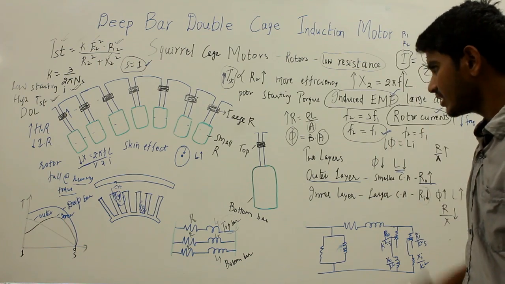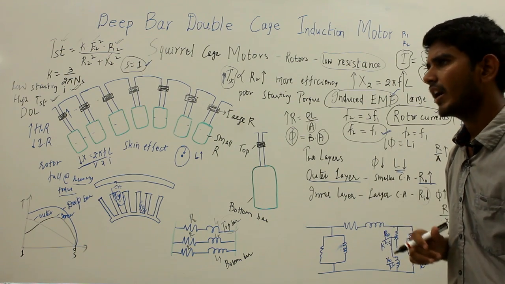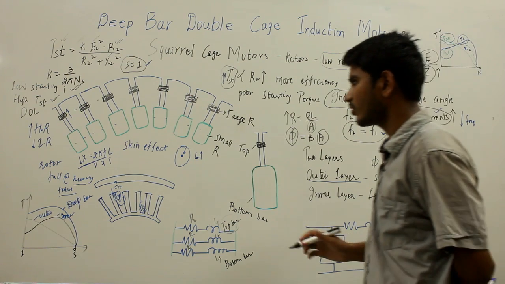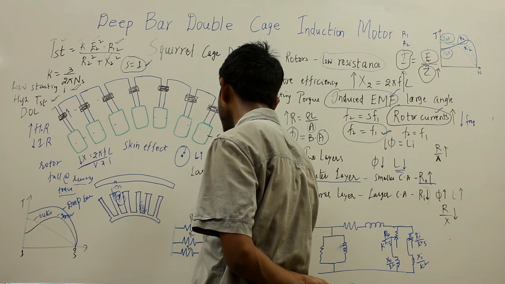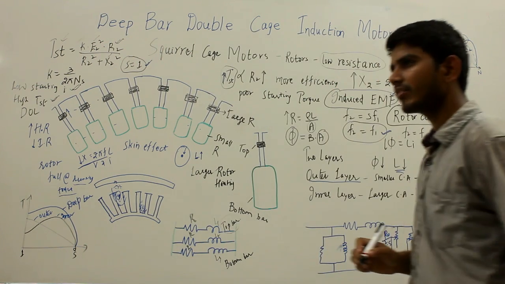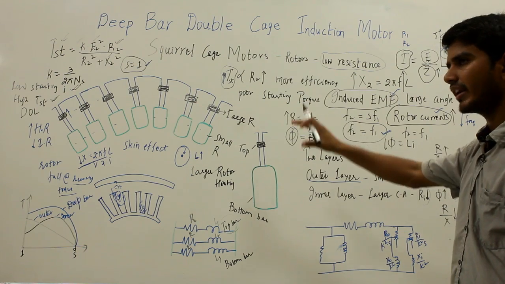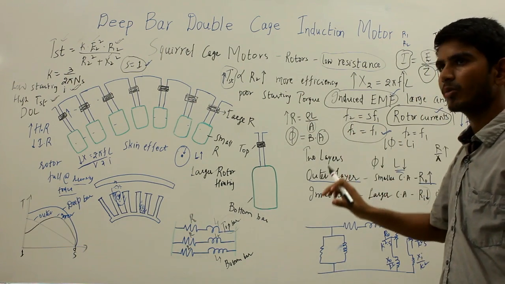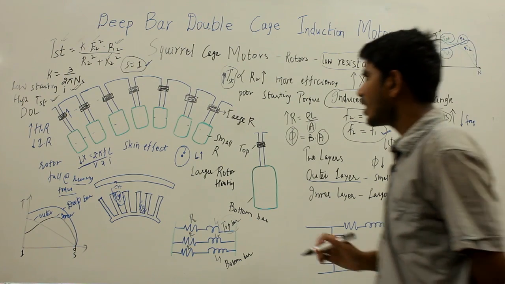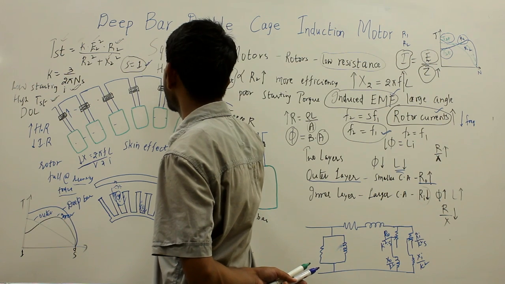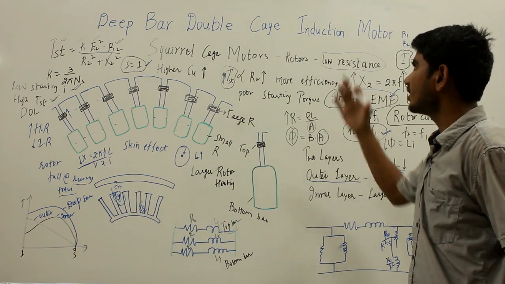And the other difference you can see is, here in this deep bar double cage induction motor, we are going to increase the effective resistance of the induction motor, and this increase in the effective resistance will be causing the larger rotor heating compared to your single cage induction motor. So this is the other difference. Now the third difference you can notice: the outer layer has the higher resistance, and this higher resistance of the outer layer will cause the resistance of the whole induction motor to be high, and this high resistance will cause the higher copper losses, and this will result in the decreased efficiency of the double cage induction motor.